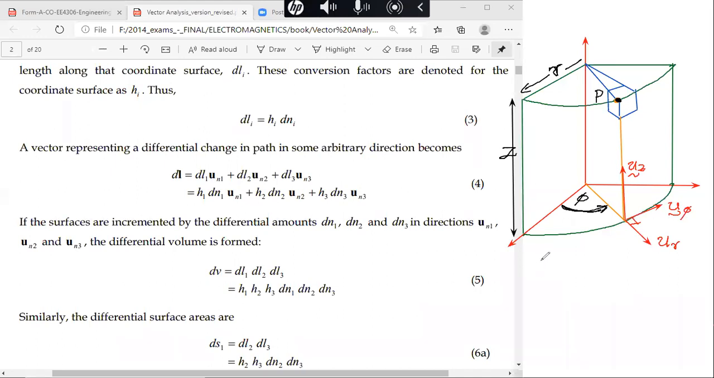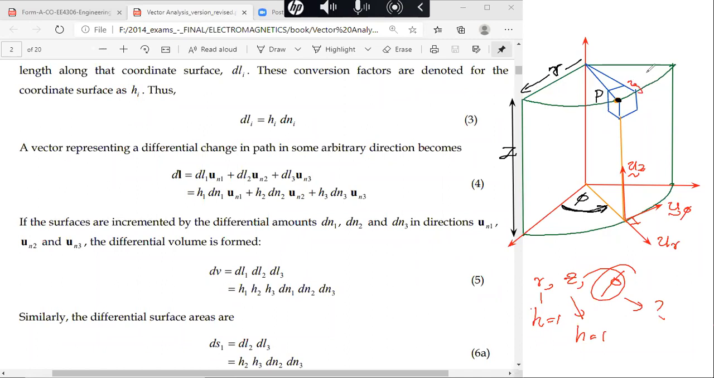Here you can see R is a length, Z is a length, but phi is not a length. Therefore, the conversion factor for this one equals 1. For this one also h equals 1. But this one we don't know, so we will see how to find that one.